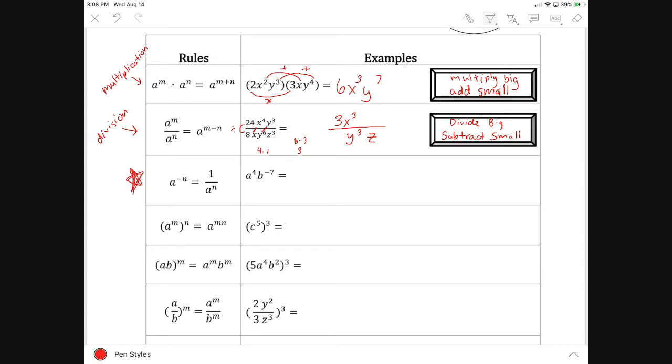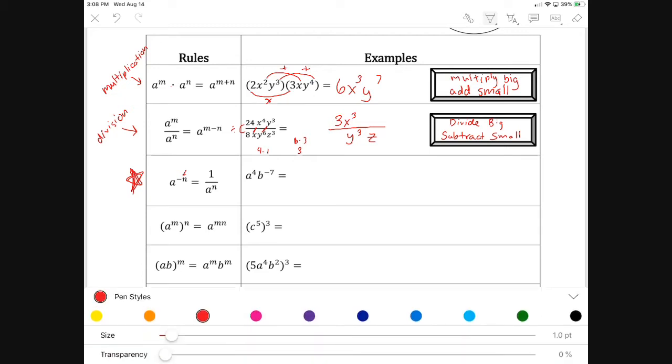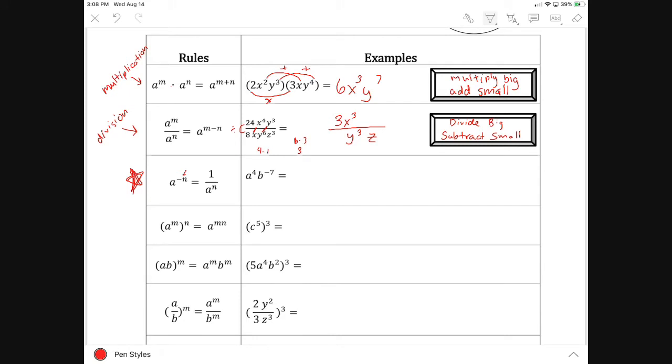We want positive numbers. So we actually just drop that to the denominator because we don't want a negative. So this one's going to be a little different. So we have a 1 over a sub n. All you're doing is moving it to the bottom to make your life easier. You're moving it to the denominator. So if we see a negative number, we just move it down to make it positive. So that gives us a of 4 over b to the 7th.